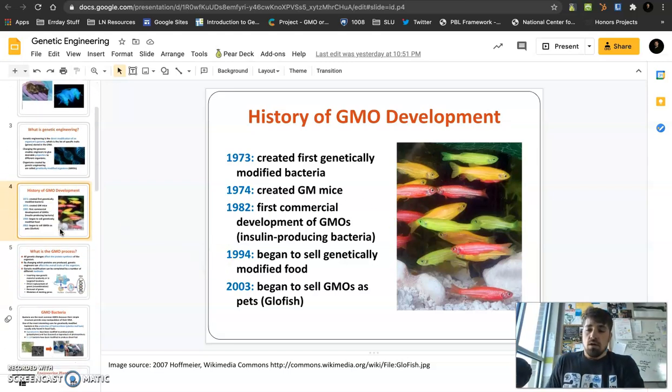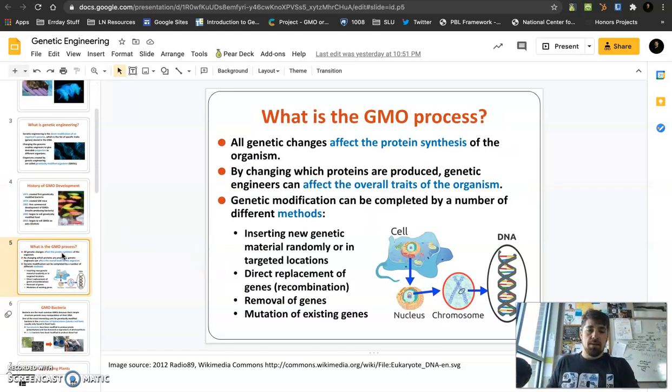And so what does that look like? There's many different ways that this looks like, but inevitably, the genetic changes that we're making in a GMO affect the protein synthesis, the creation of the protein, which is what we talked about in class today. So by changing which proteins are produced, we can affect the overall traits of the organism, because again, we talked about proteins being the thing that makes us up, and that makes all the characteristics that we see. And so genetic modifications can be completed by a number of different methods.